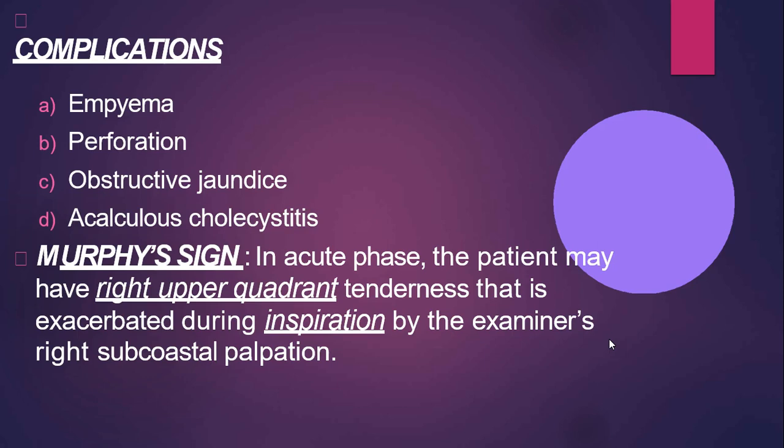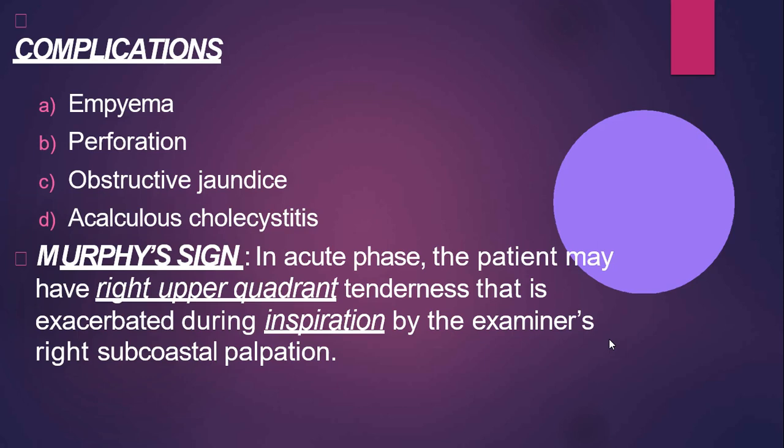Now the gallbladder may perforate, or the stone may go to the common bile duct, as I told, causing obstructive jaundice. Now sometimes there is an acalculous cholecystitis also. Now what is acalculous cholecystitis? It means the same cholecystitis, but when you do ultrasound there is no stone. Now acalculous cholecystitis is common in typhoid carriers or in diabetic patients.